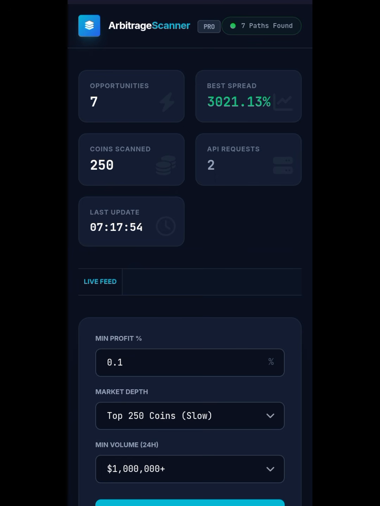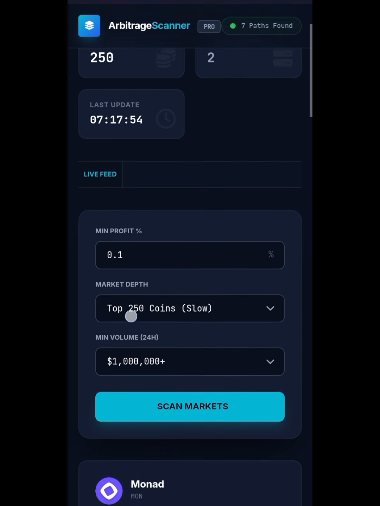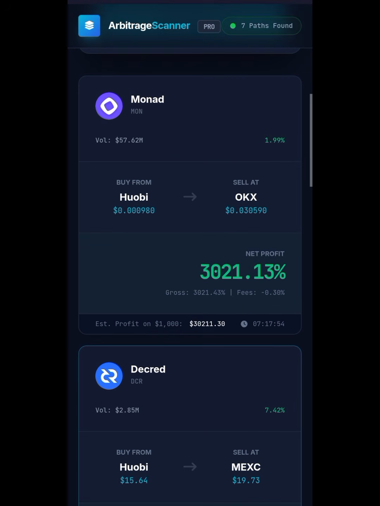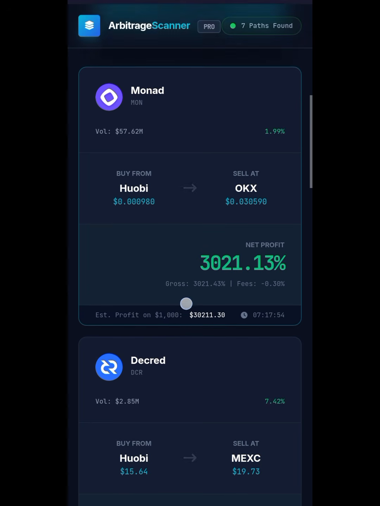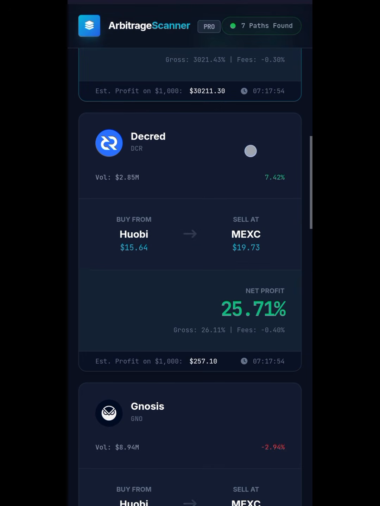So we have 250 coins scanned, API request two, last update 7 hours ago, live feed. So this is what we got. We have Monad, which is the highest. So basically this type, if you see this type, I have to skip it. There's something wrong, it's not possible. Your profit will be higher than your capital by that many percent, so it doesn't make sense.